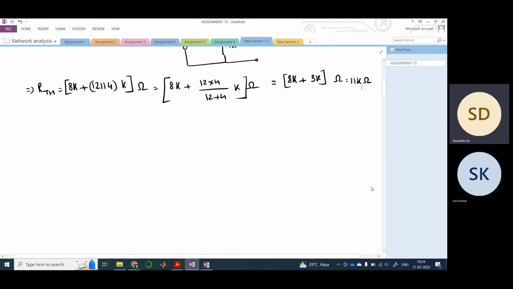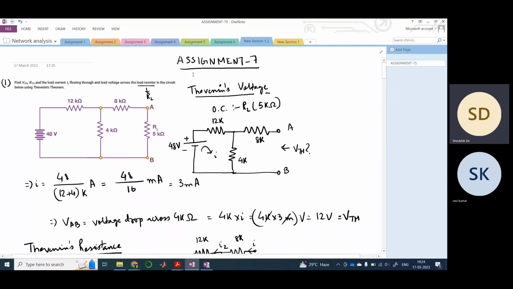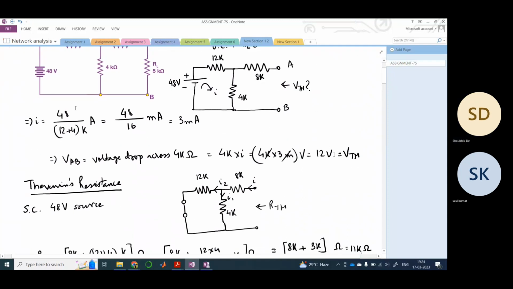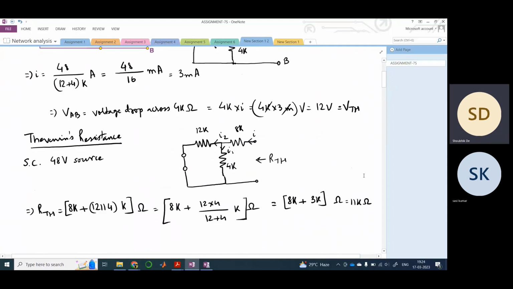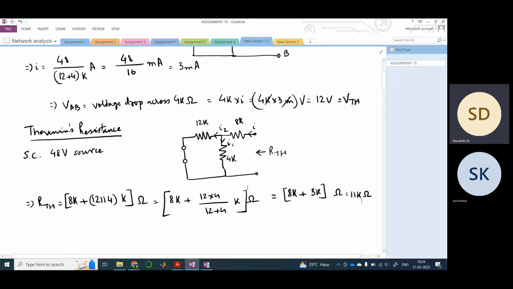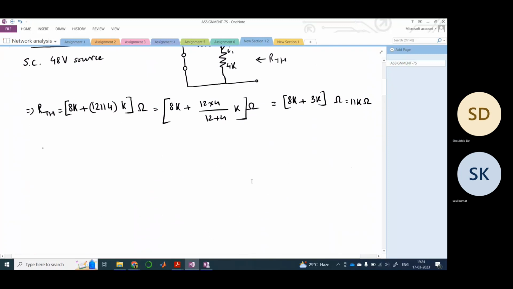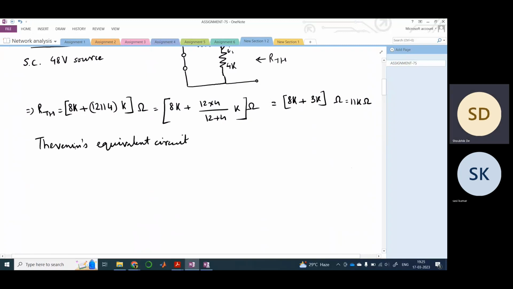So we have calculated the Thevenin voltage and the Thevenin resistance. These were the two questions. VTH is 12 volt and RTH is 11K. Now we need to calculate the load current flowing through this. So what would be the Thevenin's equivalent circuit?